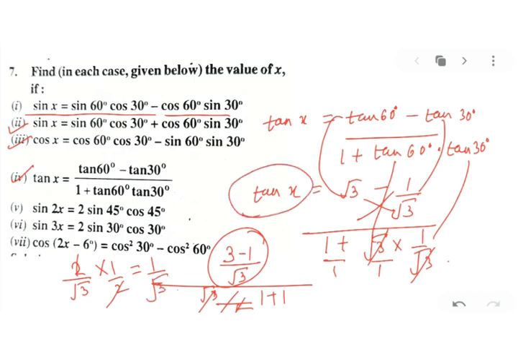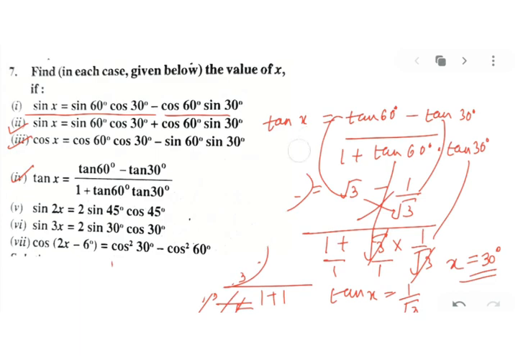So I got 10x is equal to 1 upon root 3. Now you have to search from your tables. In 10 table, when you are getting 1 upon root 3. So that is tan 30. So I will say my x value is 30 degree. Is that clear?